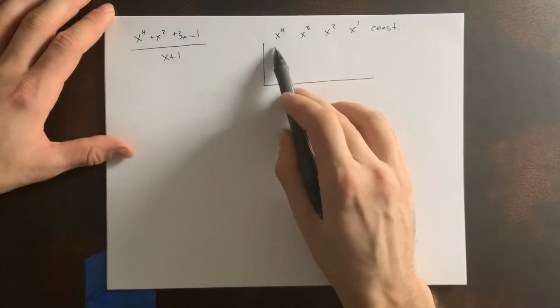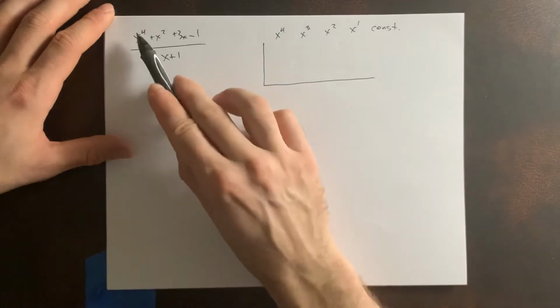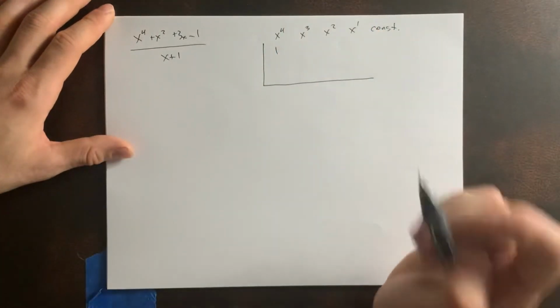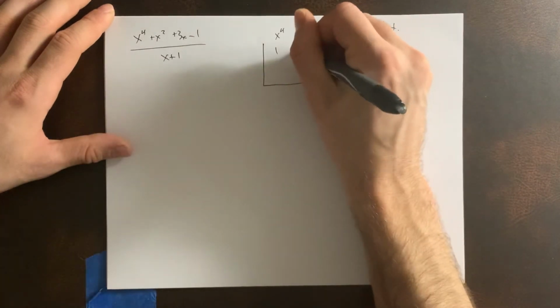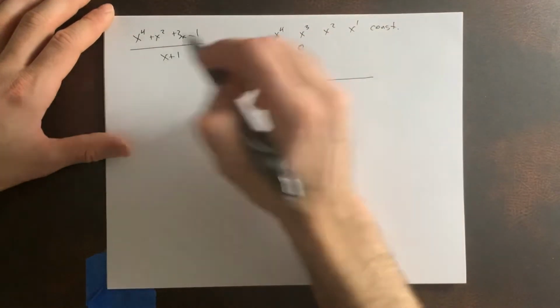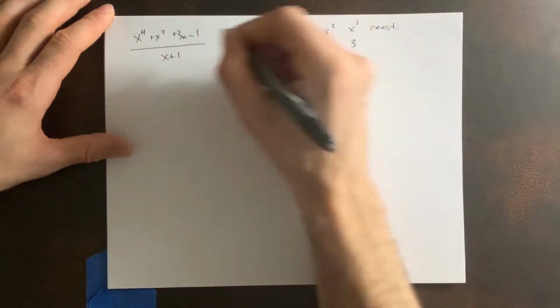Okay, so then here we're putting the numbers in front of each of these things. There's a 1x to the 4, so we're going to put a 1 here. If we don't see an x to the 3, which we don't over here, we're going to put a 0. X to the 2, there's a 1. X, okay, that's a 3. Our constant, that's minus 1.